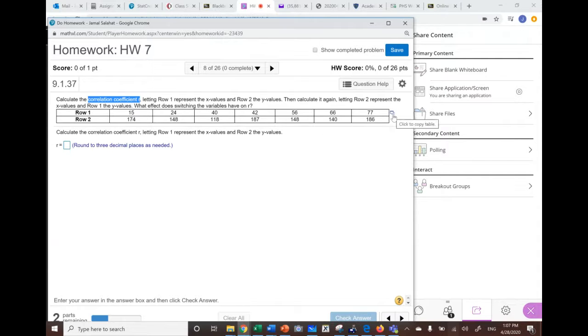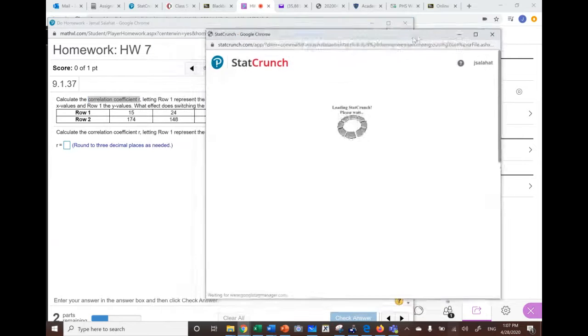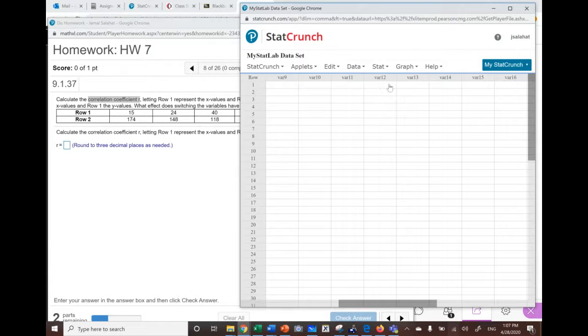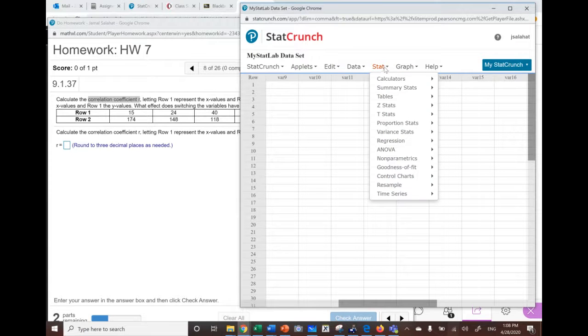So I'm going to go in there and click on this icon here to the right of the table. And then it says open in StatCrunch. So my data went to StatCrunch. And in the question, they ask us to find or calculate the R. So to calculate the R, we're going to go to Stat, Regression.